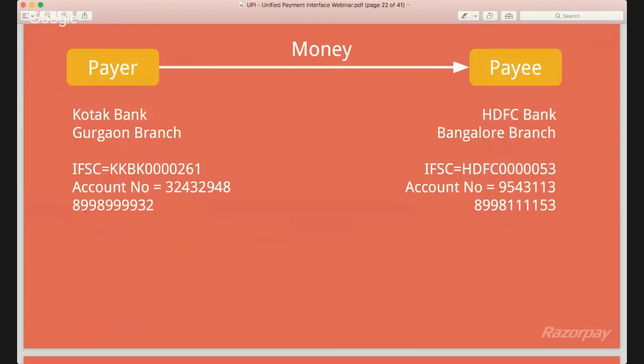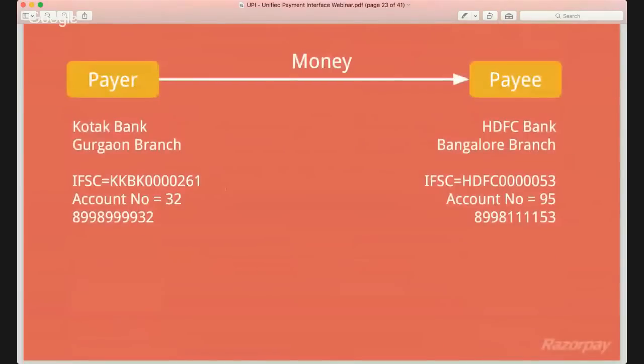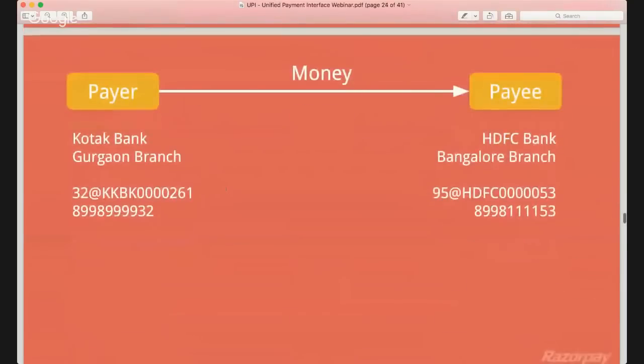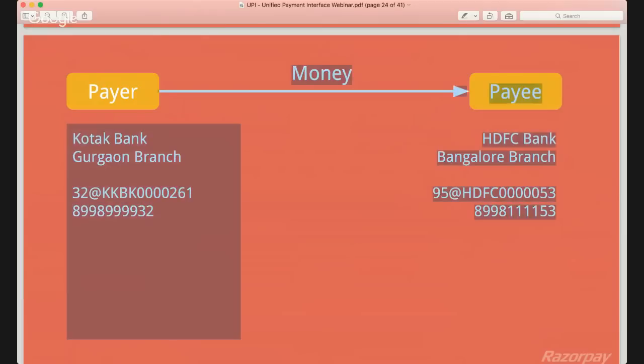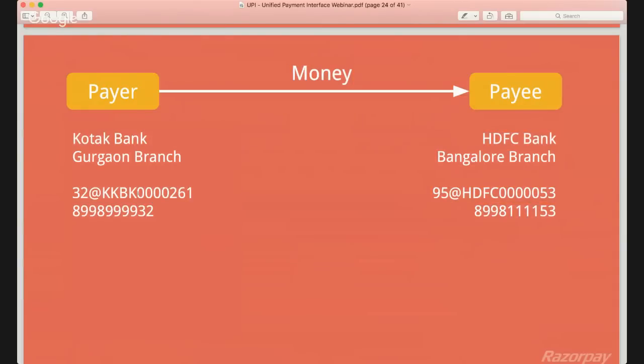Another thing that every customer has these days is a mobile number associated with the bank account. I've kept the last digits the same, I believe. Let's try to simplify this somewhat, and call them: the payer bank account is account number 32 at a certain branch, and the payee bank account number is 95 at a different branch. A nice way of representing the account numbers would be the account number at whatever branch you have. It's like an email address. For example, your email address might be abc@gmail.com. Gmail.com is the provider that's giving you a mailing service, and ABC is your own username. Similarly, 32@kkbk0000261 would mean account number 32 at the branch denoted by the IFSC code.